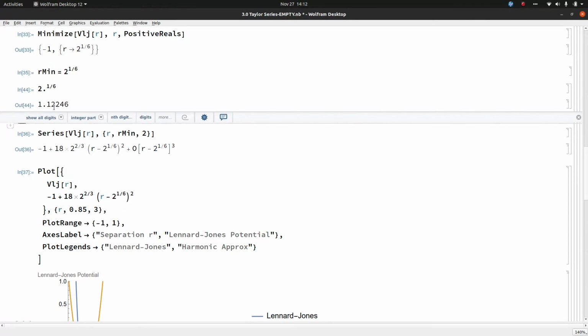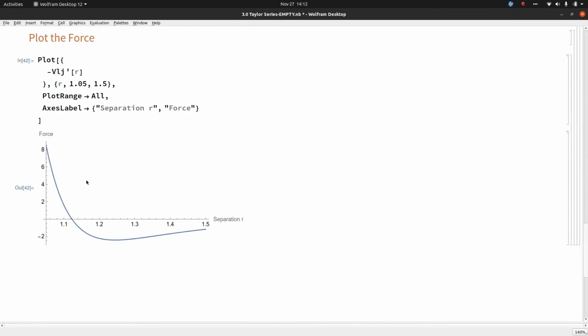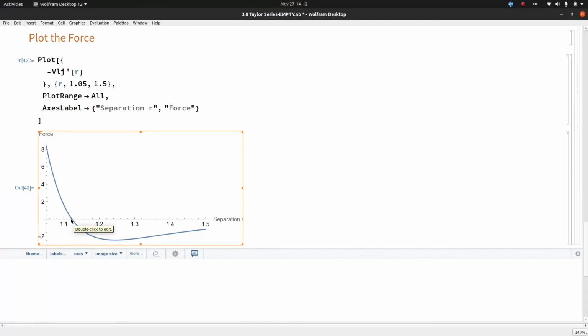Occurred around 1.12. So at the bottom of this well, there's no force. If the bond is stretched to that length, you have no force, which means the force is going to be 0 at that value, just a little bit beyond 1.1.